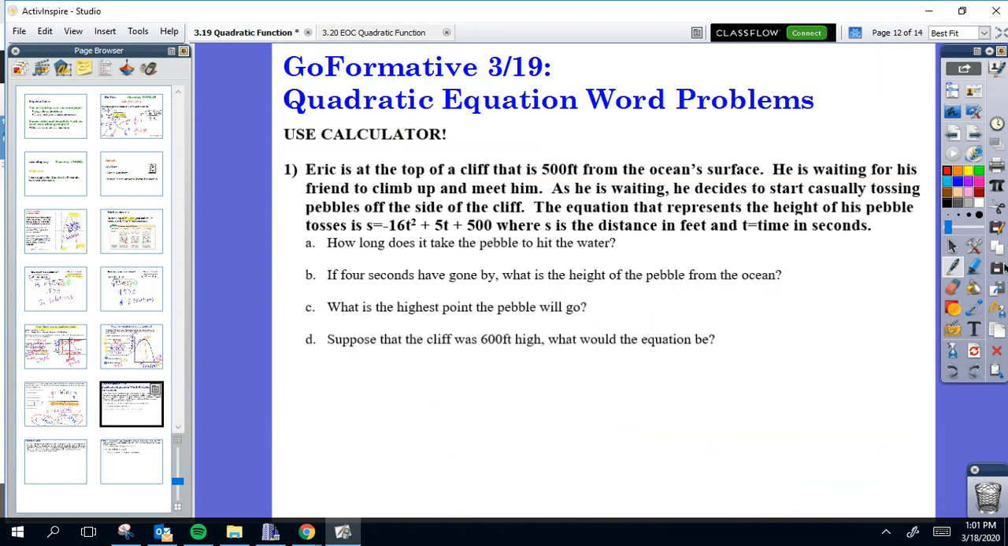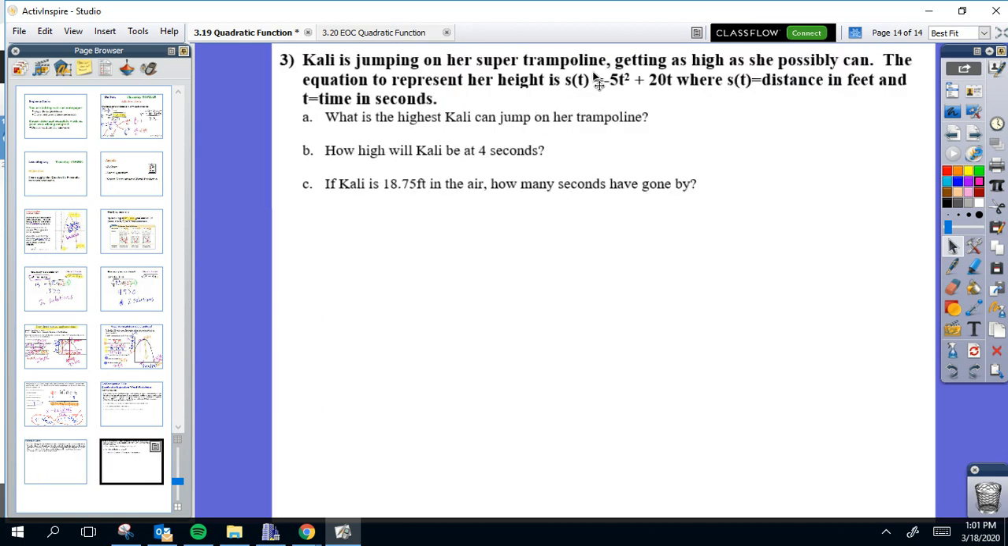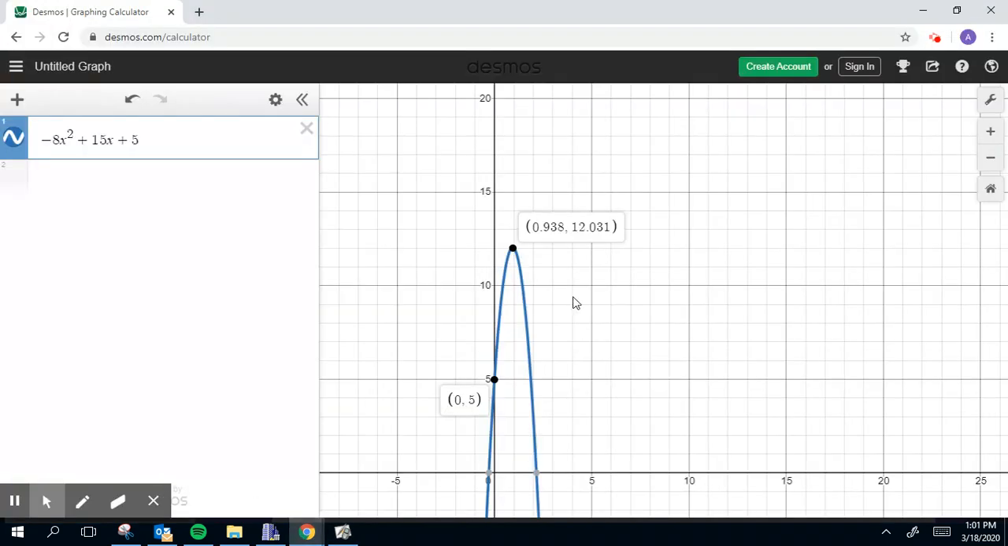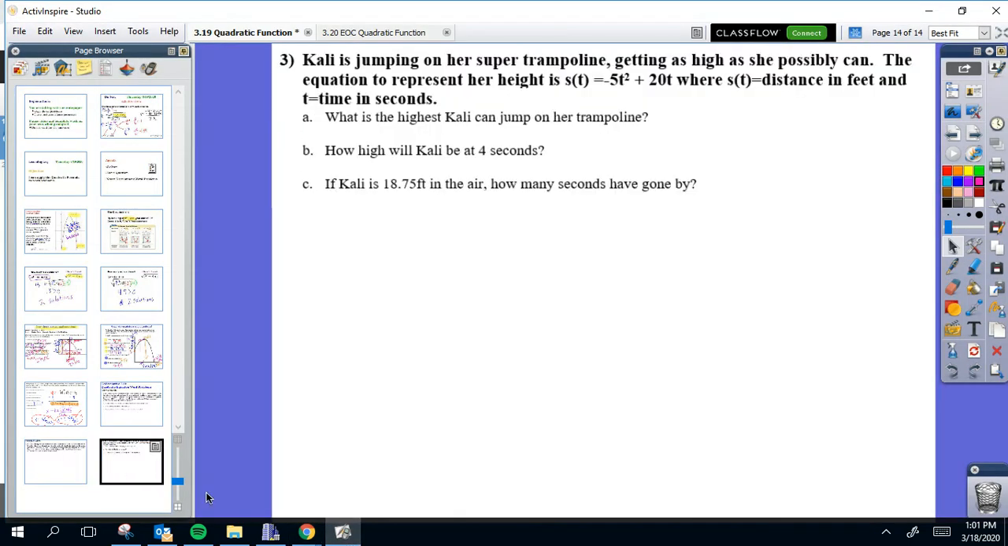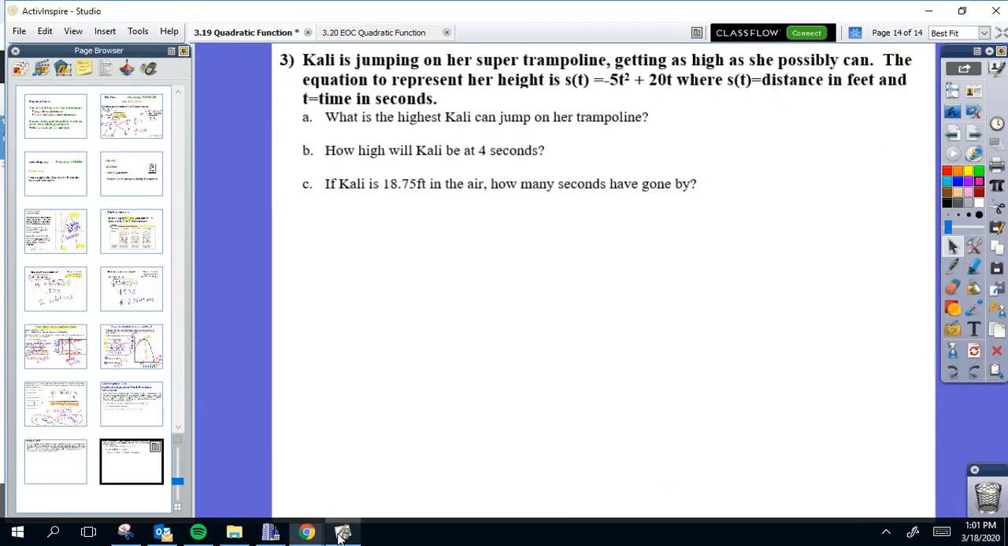All right, so on Go Formative, I want you guys to go back and forth between doing this by hand using the quadratic formula and doing this using Desmos. So for example, this one right here, number 3, you can put this into Desmos and do just like we practiced in the last problem, finding the values by just interpreting the graph. Make sure that you do your Go Formative and your exit ticket.